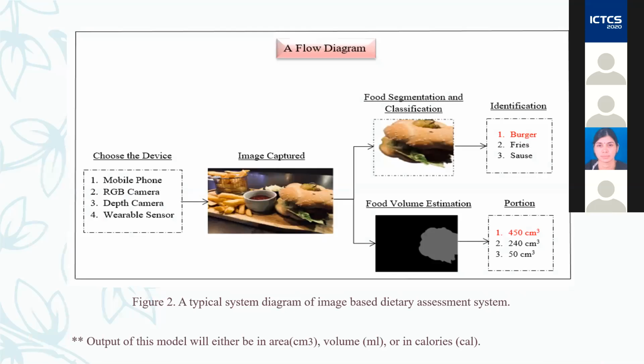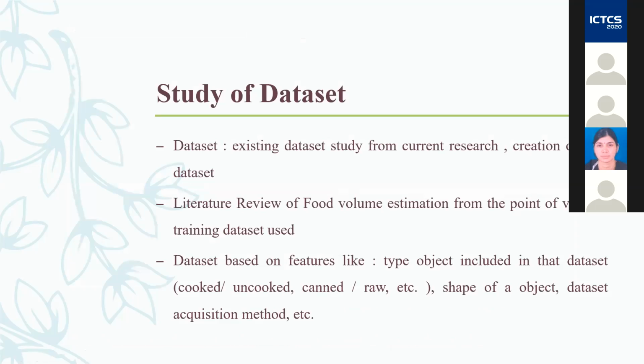Now, the common flow of all these approaches is that you're supposed to choose a device, capture the image, segment the food, classify the food and find out what that food type is. Find out the food volume estimation and the portion size. Different types of portion size estimation were area, volume, or in terms of calories.